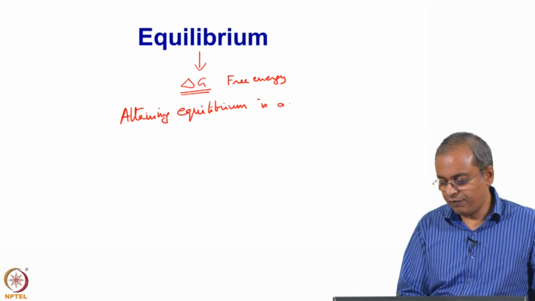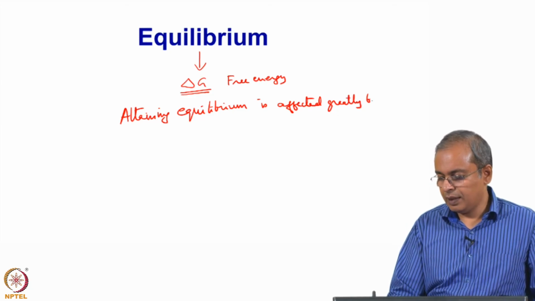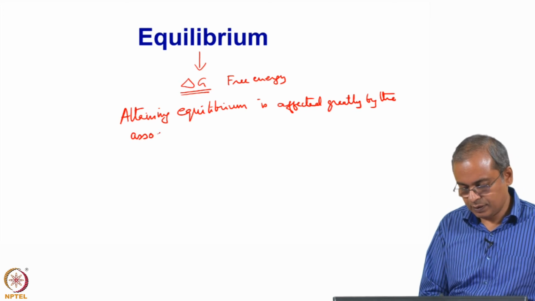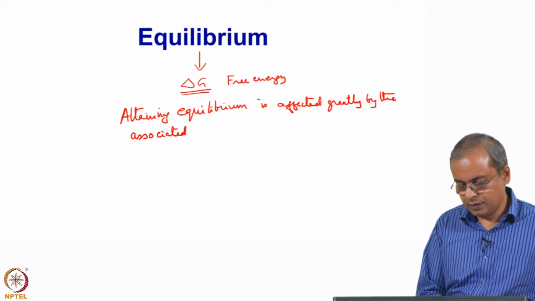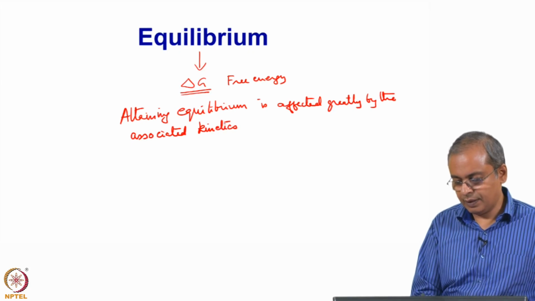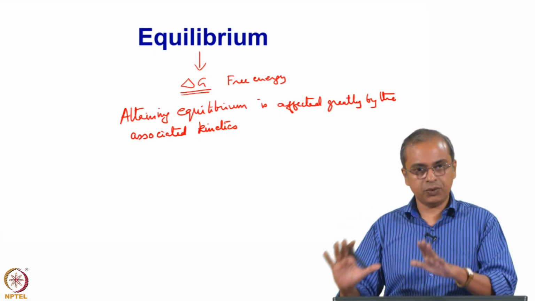But what we also have to understand is that attaining equilibrium is affected greatly by the associated kinetics. Okay, so, attaining equilibrium is affected greatly by the associated kinetics.